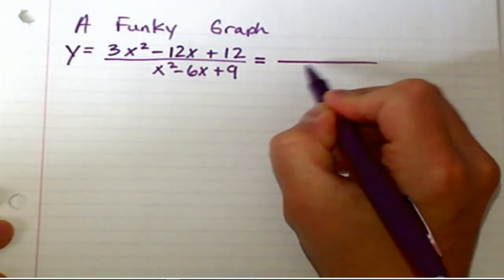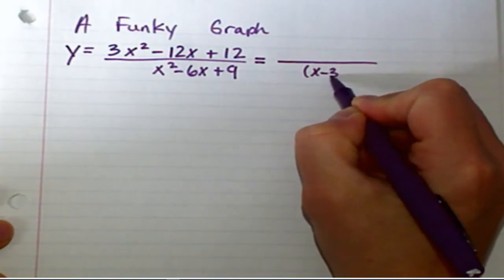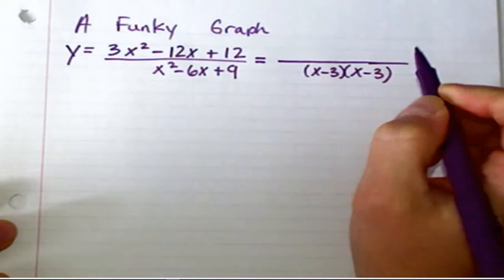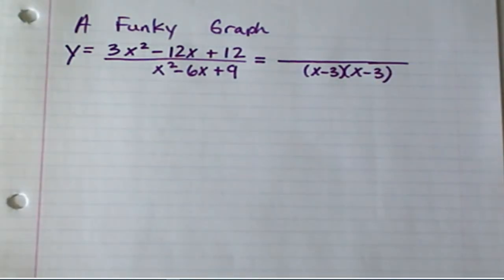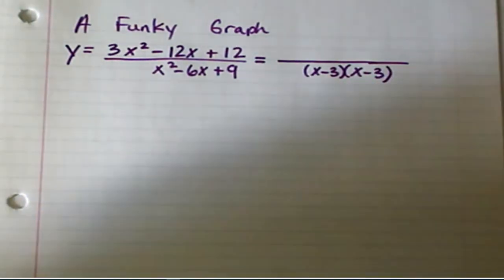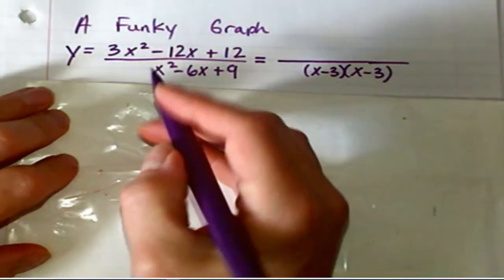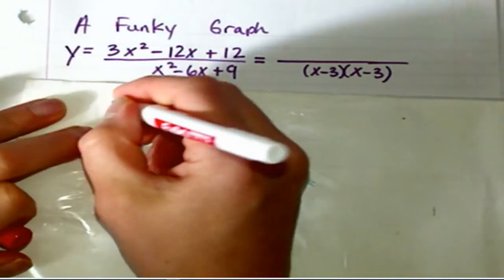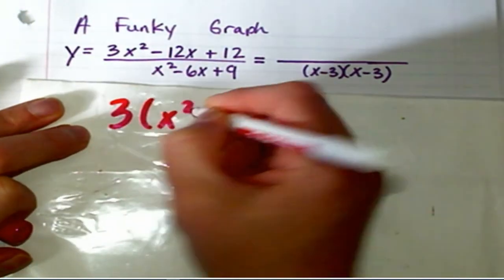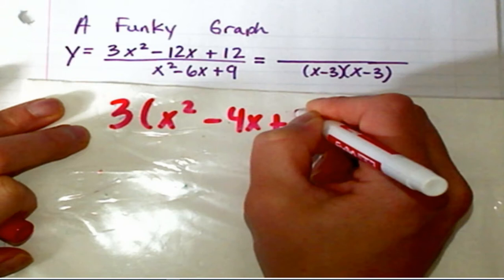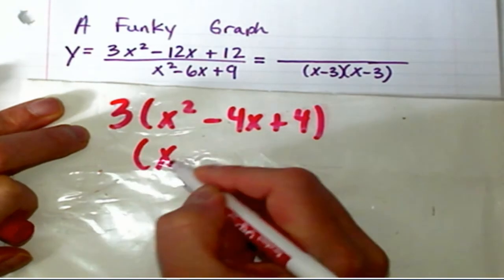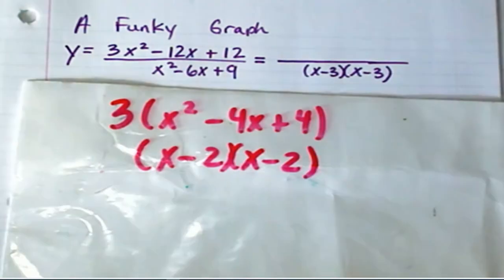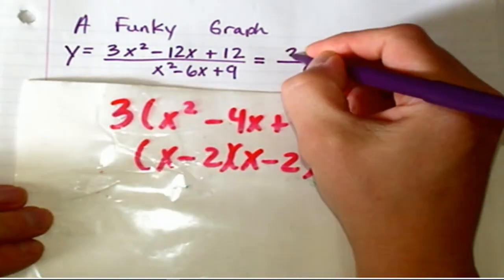I notice that the denominator is a perfect square trinomial. And then I see that my numerator is just a little bit trickier in terms of factoring. So let's see if I can do this factoring. I'm going to take the 3 out, and I notice that that's actually a perfect square trinomial as well. So let's put this up here.